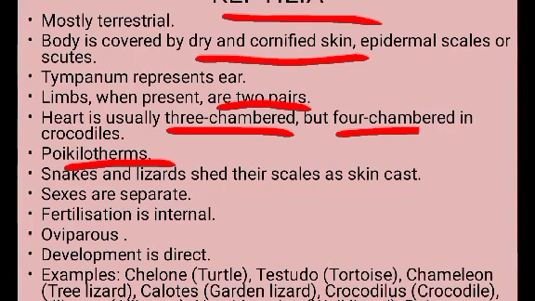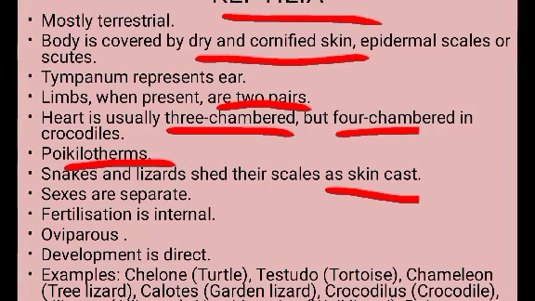Then snakes and lizards shed their scales as a skin cast. You might have seen the snake skin cast. So they remove their skin whenever it becomes very hard and formed of more dead cells. We can say it is a skin cast, as they shed their skins.